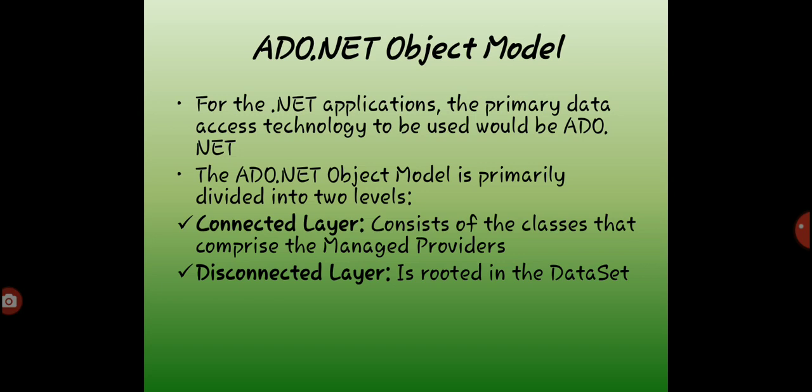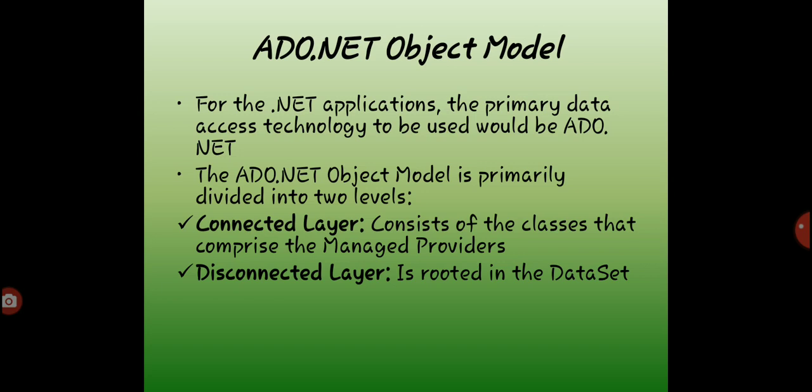So it has two levels. One is the connected layer, another one is the disconnected layer. At this time itself, you should understand the difference between connected and disconnected layers. In the connected layer, we create a database in a particular data source, for example SQL or Microsoft Access. In any data source, you create your table, and you connect it with your front end .NET, for example Visual Basic .NET. So your front end is Visual Basic .NET, your back end is MS Access.